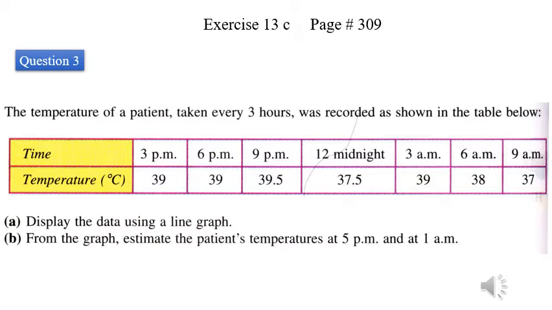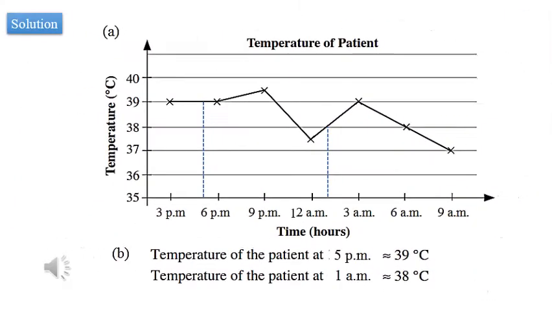Display the data using a line graph. Using the line graph in part B, from the graph estimate the patient's temperature at 5 p.m. and at 1 a.m. On the graph paper, draw x-axis and y-axis. Take time on x-axis from 3 p.m. to 9 a.m. and take temperature at y-axis. As all the readings of temperature are between 35 and 40, so take y-axis from 35 to 40 degrees Celsius.